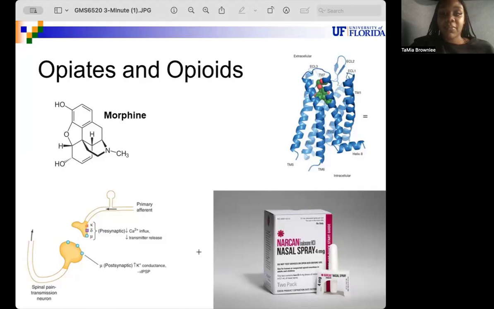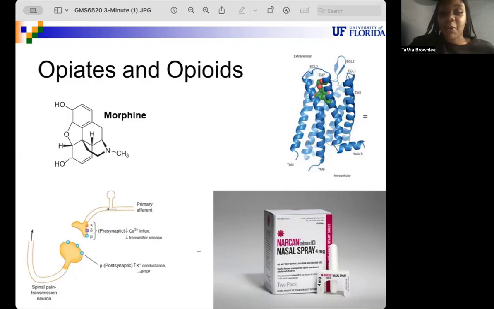Let's start with morphine, shown in the top left corner. This is its chemical structure. Morphine is a naturally occurring opiate extracted from the opium poppy and is part of a class of compounds known as alkaloids. The specific arrangement of atoms, including the hydroxyl groups, the OH, and the tertiary amine, where you see the NCH3, allows morphine to bind to opioid receptors in the brain and spinal cord, which reduces the sensation of pain.